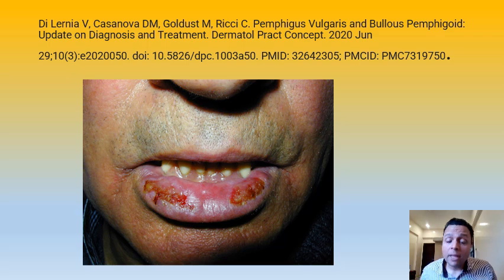You can see sometimes they can just present on the lips, with ulcers over the lips. You can see here a crusted plaque. You can say crusted erosion or ulceration. So you can say an erosive, ulcerative, crusted lesion is present over the lower lip. It is involving the lower lip.